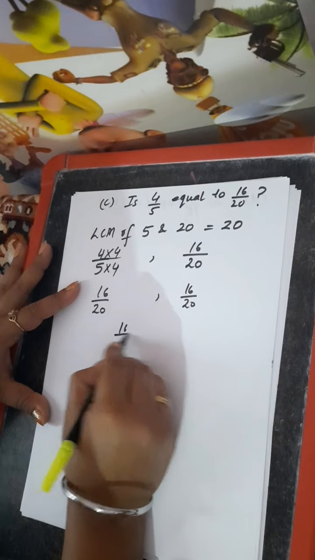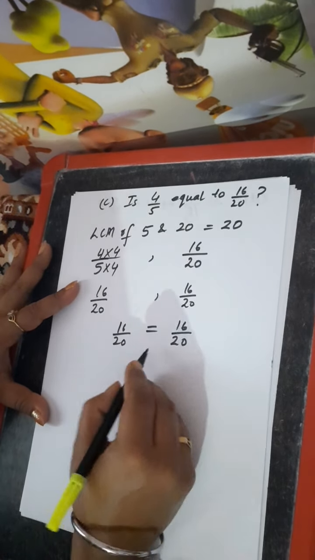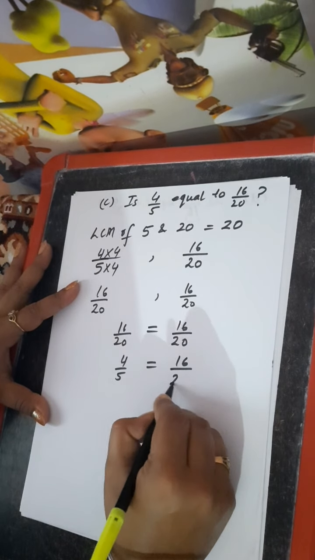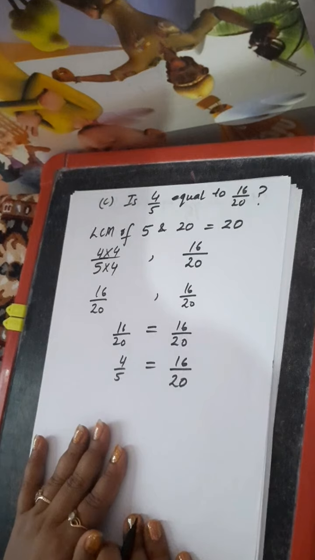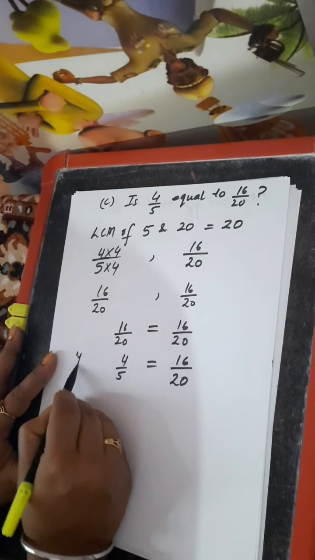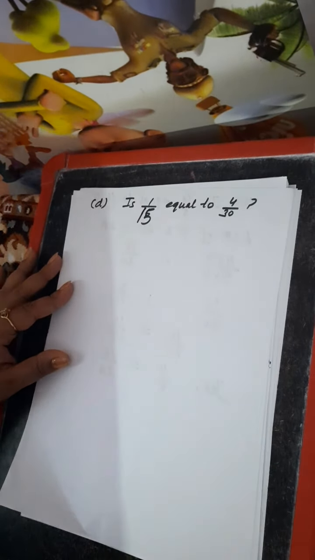Here both are equal. 16 upon 20 is equal to 16 upon 20. So we can say that 4 upon 5 is equal to 16 upon 20. So we can say that yes, both the fractions are equivalent, both are equal. Next we have the D part.